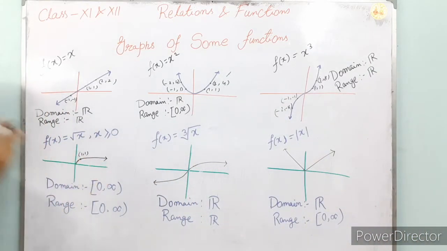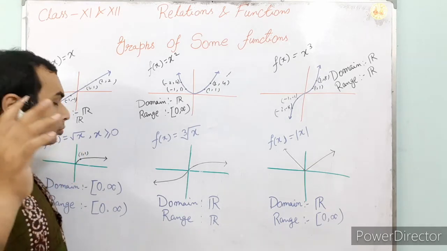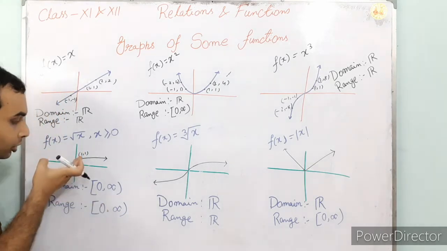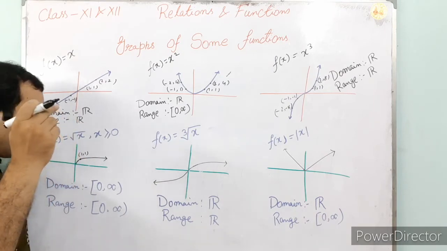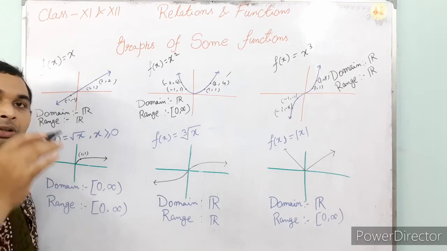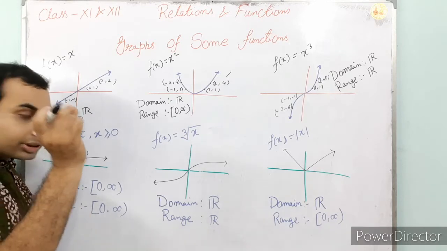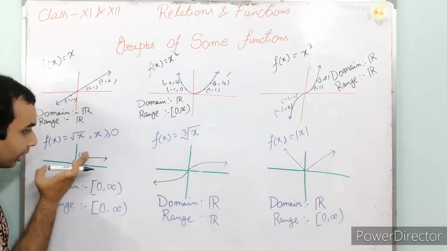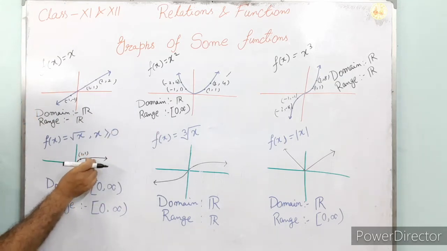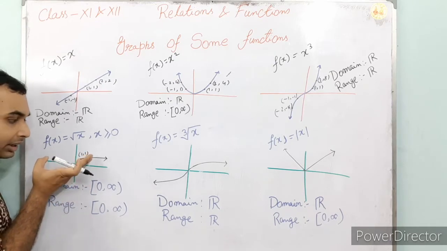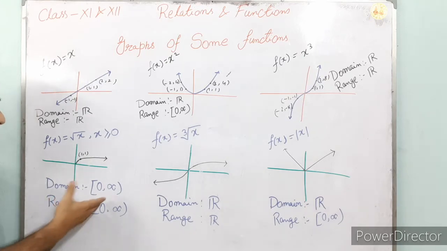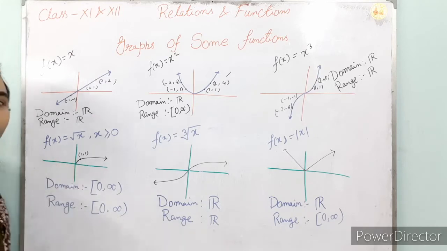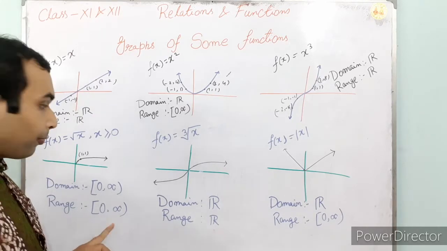Then for 2, the value of root 2, you know, is 1.414, so near to 1. After that root 3, whose value is 1.732. So it increases slightly. That's why the graph looks like this. It is not parallel to the x-axis, but slightly goes above. So this is the graph of f(x) = root x. The domain will be 0 to infinity, and the range will also be 0 to infinity.